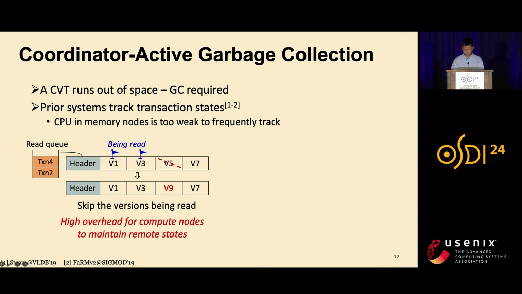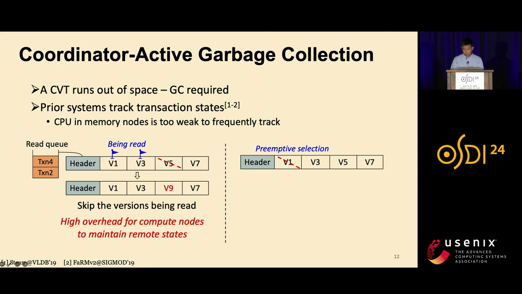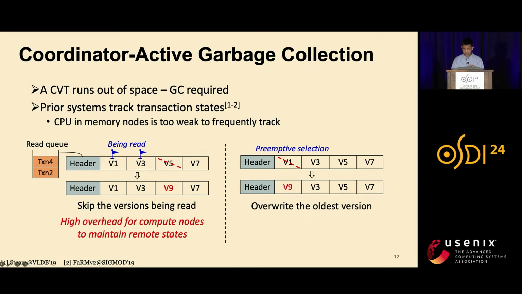To avoid tracking, Motor enables the coordinators to actively perform GC by preemptively overwriting the oldest version in the CVT. This is feasible in our scenario because RDMA accelerates transaction processing, so the oldest version has the least possibility to be used in the ongoing transactions. And results show it does not lead to many aborts. After GC, the versions in a CVT are not sorted, but it does not affect the correctness because the compute node fetches the CVT into local and looks for the target version.